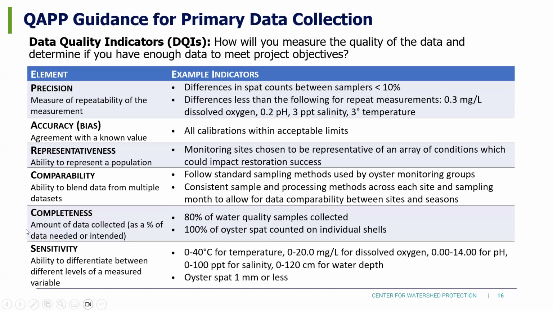And then finally, sensitivity is the ability to differentiate between different levels of a measured variable. For example, these are the different ranges in the water quality parameters that they're going to be measuring, like 0 to 40 degrees Celsius for temperature, 0 to 20 milligrams per liter for dissolved oxygen. For oyster spat, they're going to be measuring them down to 1 millimeter or less.